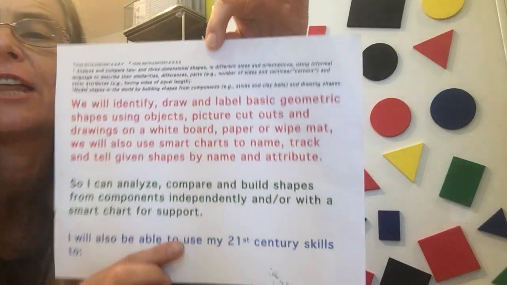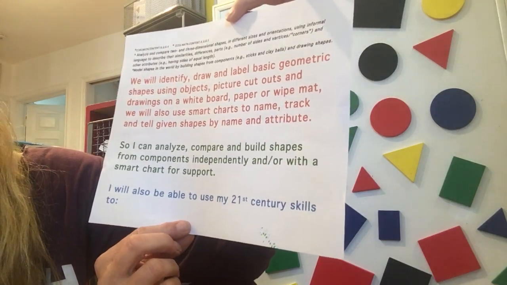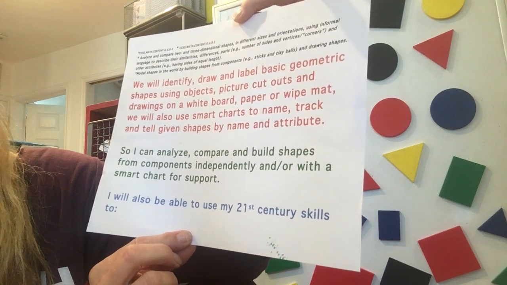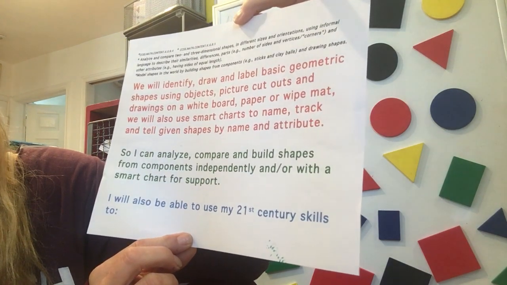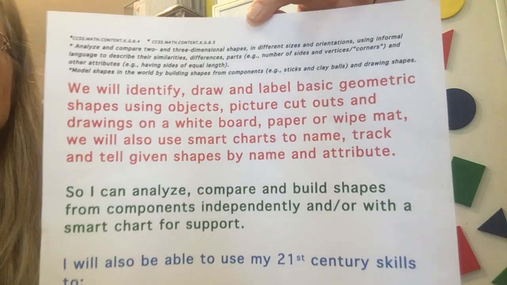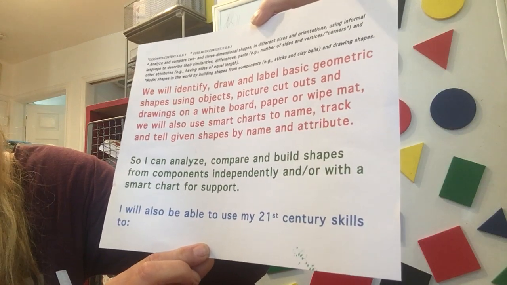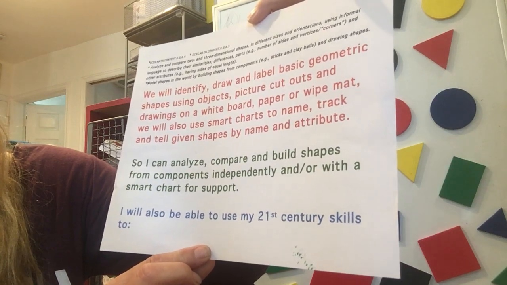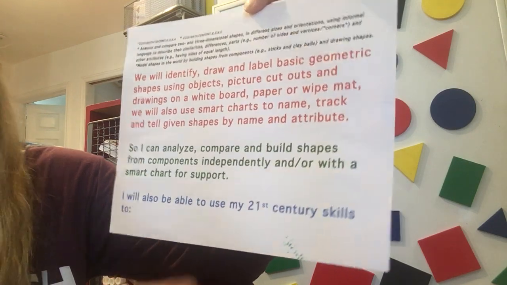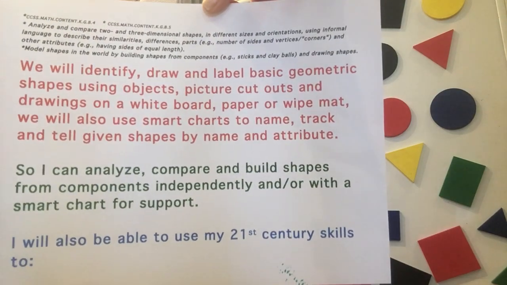Here's our part together. We will identify, draw, and label basic geometric shapes using objects, picture cutouts, and drawings on a whiteboard, paper, or white mat. We will also use smart charts to name, track, and tell given shapes by name and attribute. Here's your part, Smarty. So I can analyze, compare, and build shapes from components independently and/or with a smart chart for support. I will also be able to use my 21st century skills.